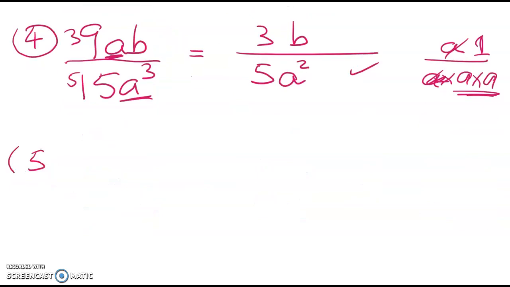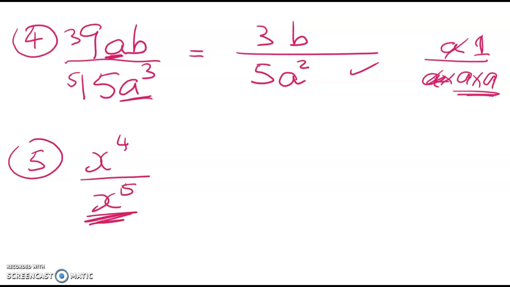Okay, on to number 5, which is just another little example of where the heavy part of the variable is in the denominator. Okay, so this one is going to equal 1 over x, right? 5 take away 4 gives me 1, and it's sitting down here. So that's all we can do with that one.